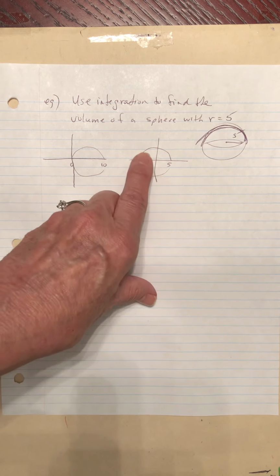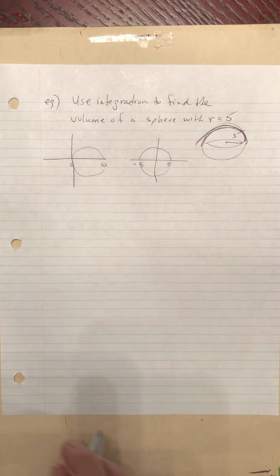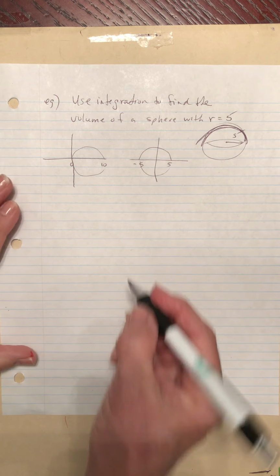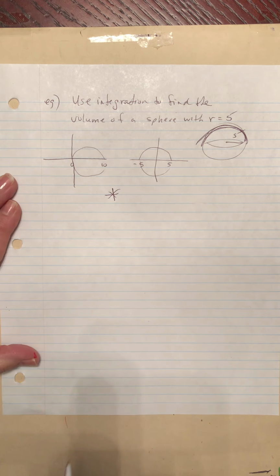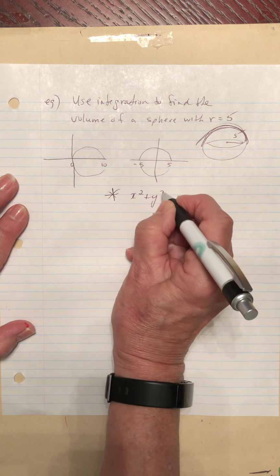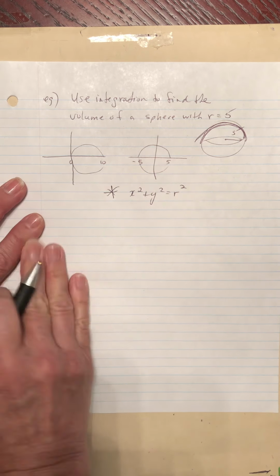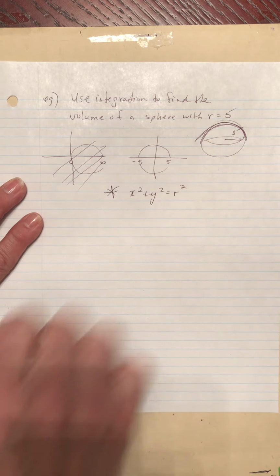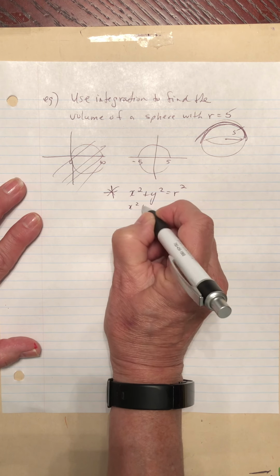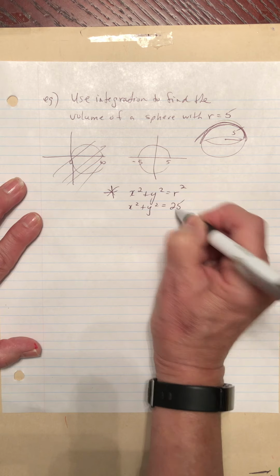So is it easier for me to find this formula, or is it easier for me to find this formula? Since we did trig and we dealt with the unit circle so often, we should remember the formula for any circle centered at the origin is x squared plus y squared equals r squared. That's any circle centered at the origin. So I'm going to tackle it this way.